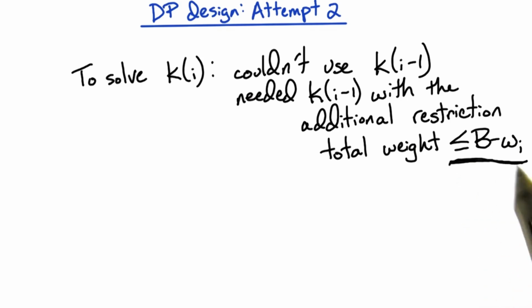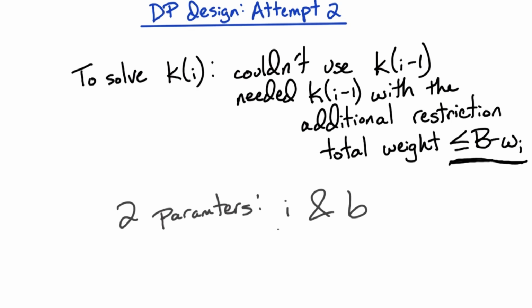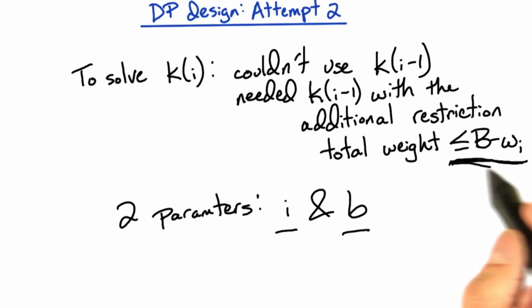So this might be a suboptimal solution when the weight is capital B, but we need the optimal solution for this restricted weight. Therefore, we're going to have two parameters, i and b. i is going to specify the prefix of the objects that we're going to consider, and little b is going to specify the total weight available. So then we're going to have a two-dimensional table.